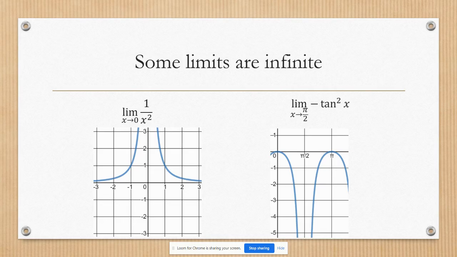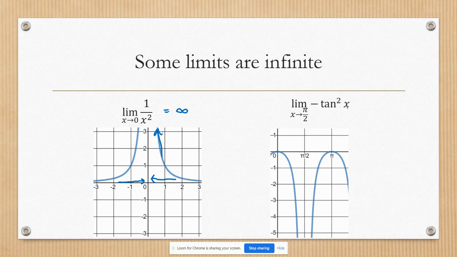Sometimes the answer to a limit question is either positive or negative infinity. But in order to answer that way, make sure that you're approaching your number from both directions and you get the same kind of infinity. So 1 over x squared is this graph that kind of looks like a volcano. As x approaches zero from the negative direction, our graph is shooting up to infinity. As x approaches zero from the positive direction, our graph is shooting up to infinity. So this limit would be infinity.